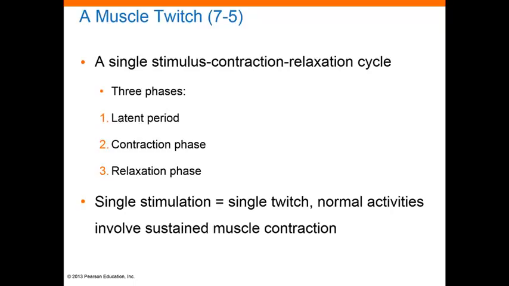A single stimulus contraction relaxation cycle in a muscle fiber or a whole muscle is represented by a myogram, which is pictured on the next slide. And this cycle has three phases. It has a latent period, a contraction phase, and a relaxation phase. A single stimulation will result in a single twitch, but twitches in a skeletal muscle don't accomplish anything useful. All normal activities are going to require some sort of sustained muscle contraction, such as from repeated stimulations.